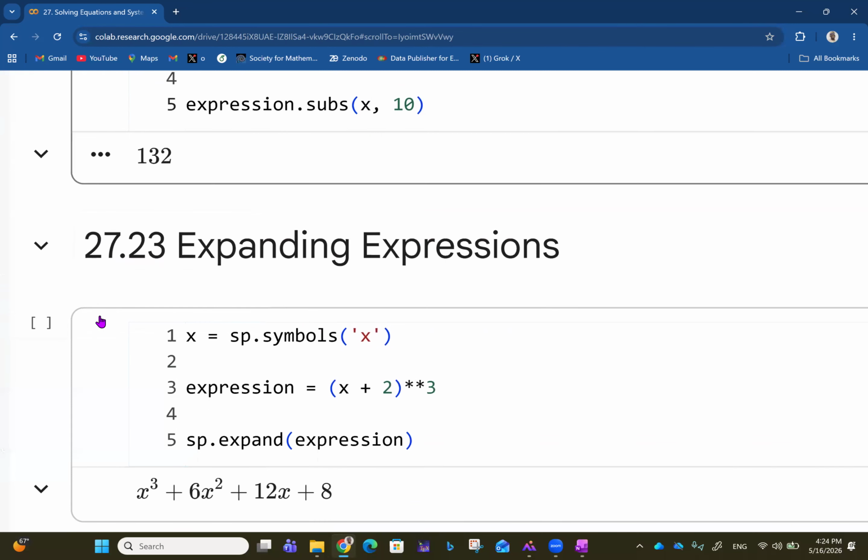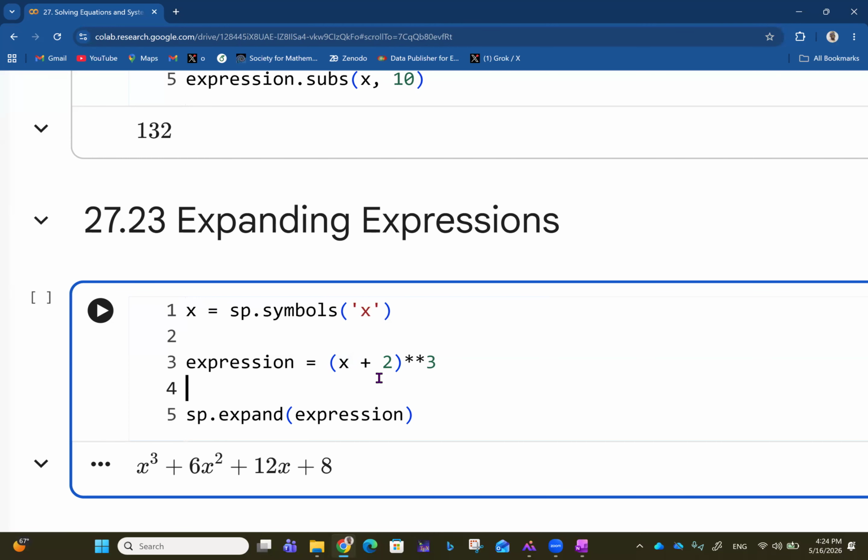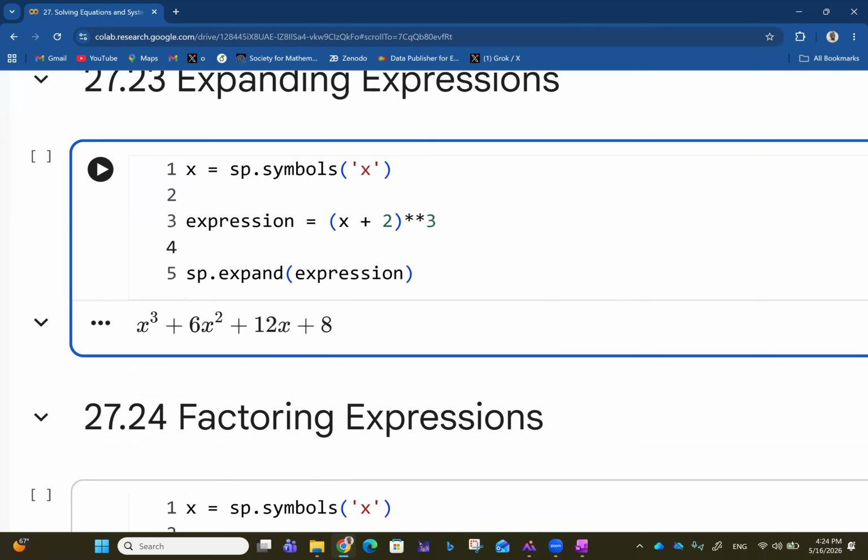Then you can expand expressions. Imagine you have x is sp dot symbols x, and the expression is x plus 2 raised to power 3. So sp dot expand expression gives you x cubed plus 6x squared plus 12x plus 8. Now I've discovered if you use print, it comes out like x star star 3 plus 6 star x star star 2 and so on. So if you use print, it won't come out this neatly. It's better you don't use print. Just allow it to come out directly. It doesn't have to be this kind of power thing.